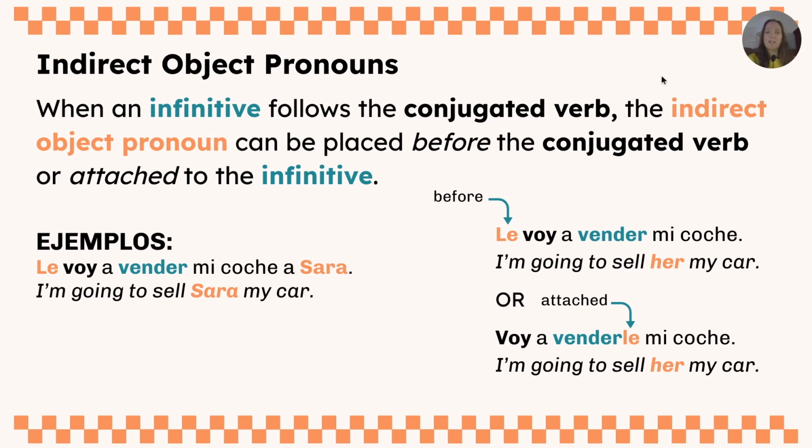So as we can see, indirect object pronouns work very similarly to direct object pronouns. There's just the difference of what constitutes an indirect object pronoun versus a direct object pronoun, and also some of the spellings. Okay, that is the end of my video.